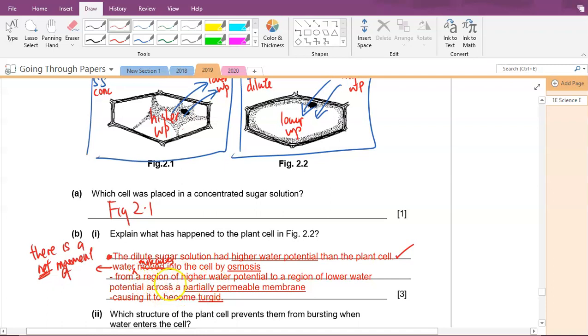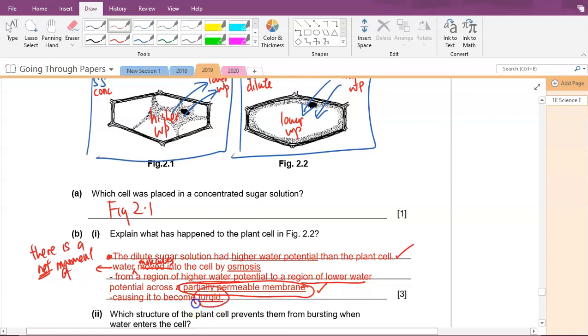that there's this idea of water moving from a higher water potential to a lower water potential across a partially permeable membrane. Actually, this is the main word here. So high water potential to lower water potential, that's how the water will move. It must have the words across a partially permeable membrane, because osmosis must have a partially permeable membrane, otherwise it wouldn't work.